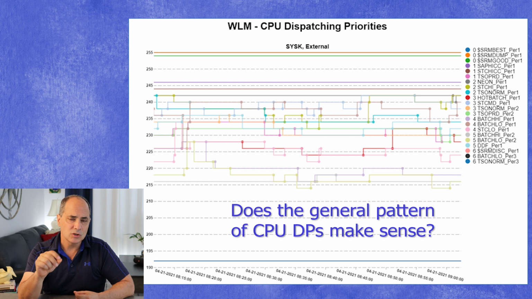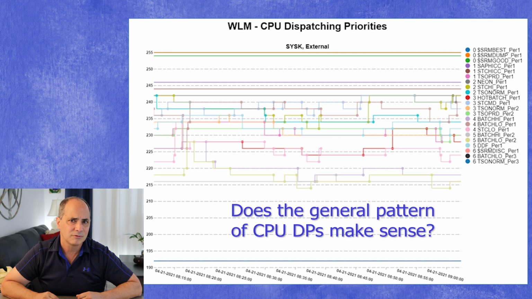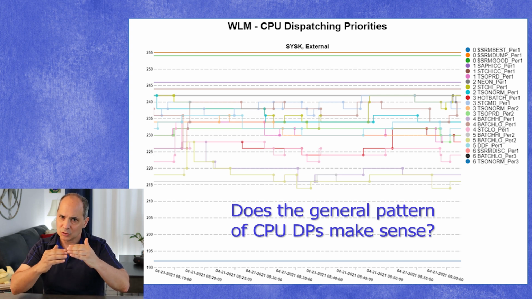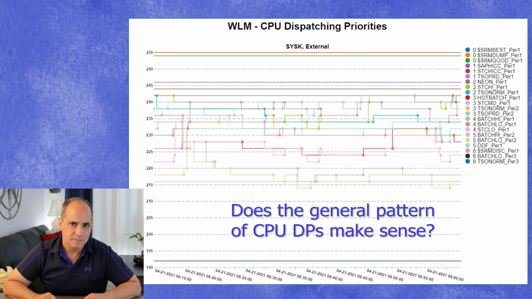So again, what you can do is, based on certain records, the SMF 99 in this particular example, plot out the CPU dispatching priorities, look at those dispatching priorities, and just ask yourself, do they make sense? Does the general pattern of activity make sense? Again, don't go crazy if sometimes importance level 2 work is above importance level 1 work. It's the general pattern of activity that you're interested in. And that is the exercise for this video.